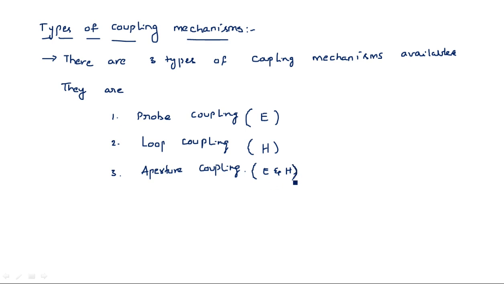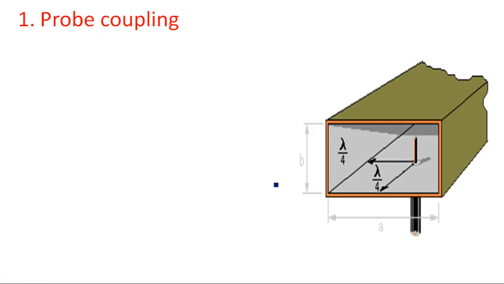Now I hope you understand these three different types of coupling mechanisms and what coupling mechanism means. Now let us see individually with the diagrams what probe coupling means. See, this is the probe coupling. In probe coupling, a probe inside a coaxial line is used to distribute the energy into the waveguide. See here, this is the coaxial line, coaxial cable, that is inserted at a distance of quarter wavelength. From here it is quarter wavelength and here also it is quarter wavelength. Exactly at a distance of quarter wavelength, a small hole is made and a probe like a coaxial line is inserted.